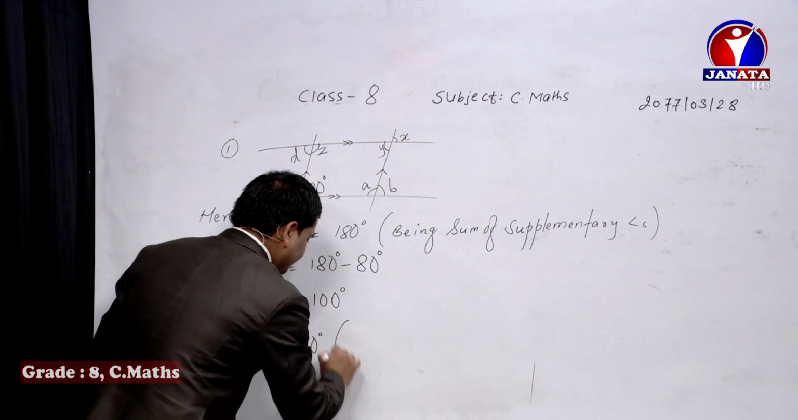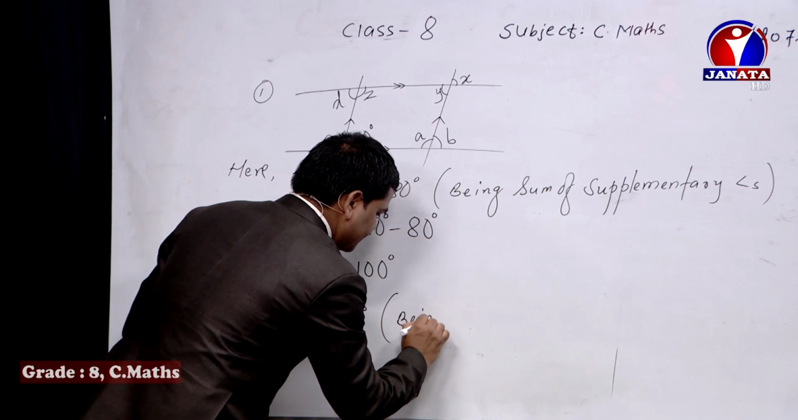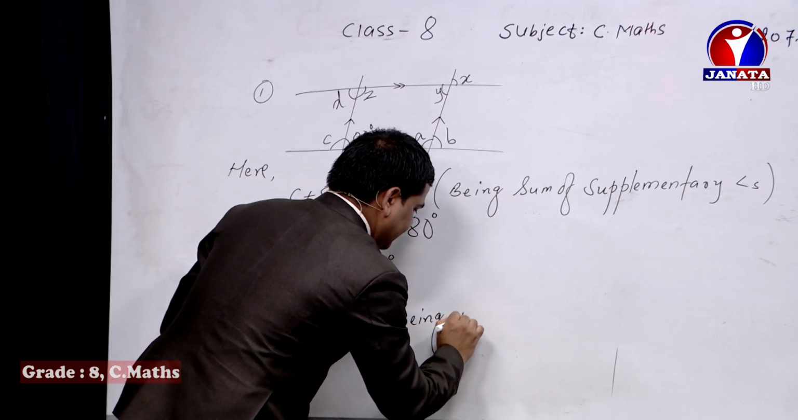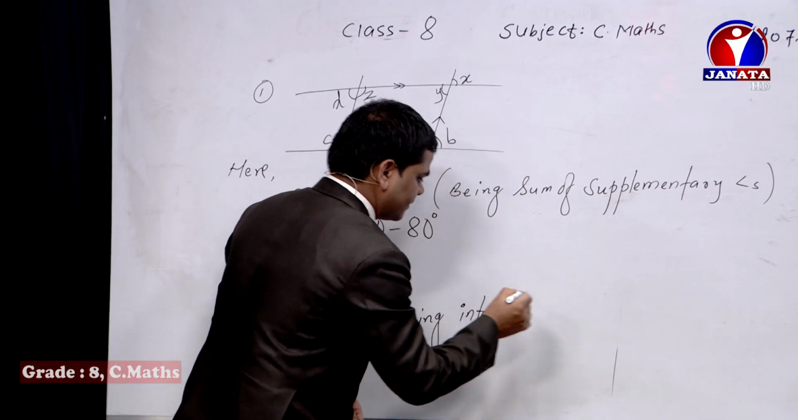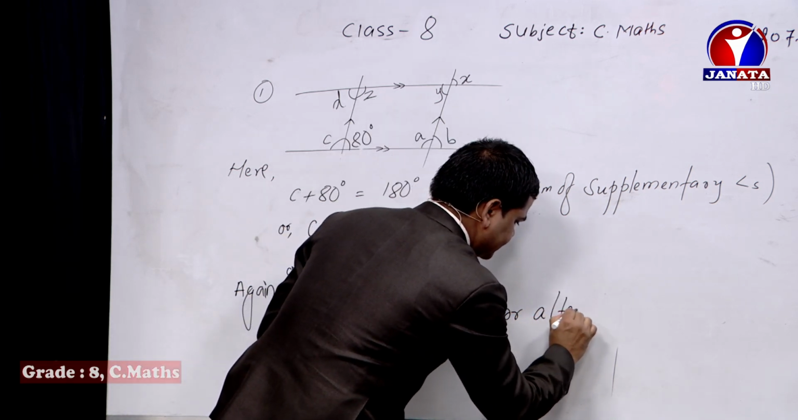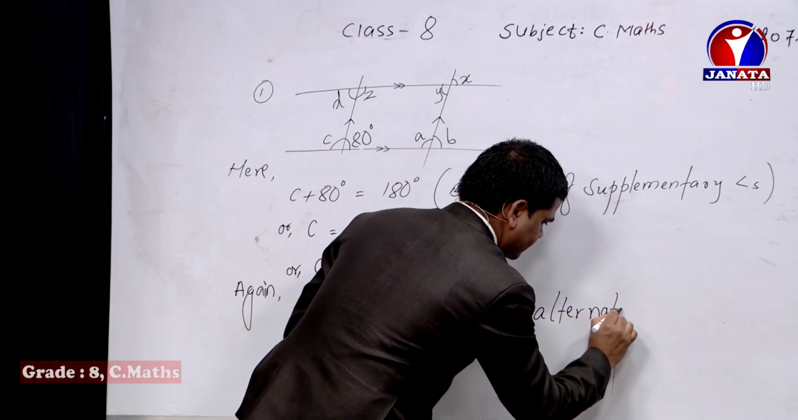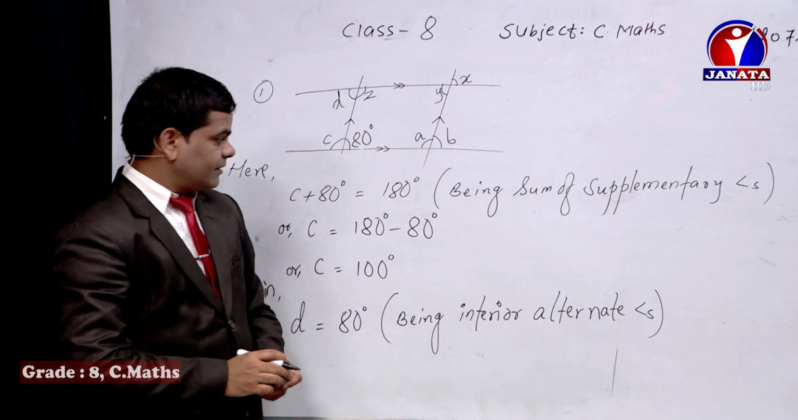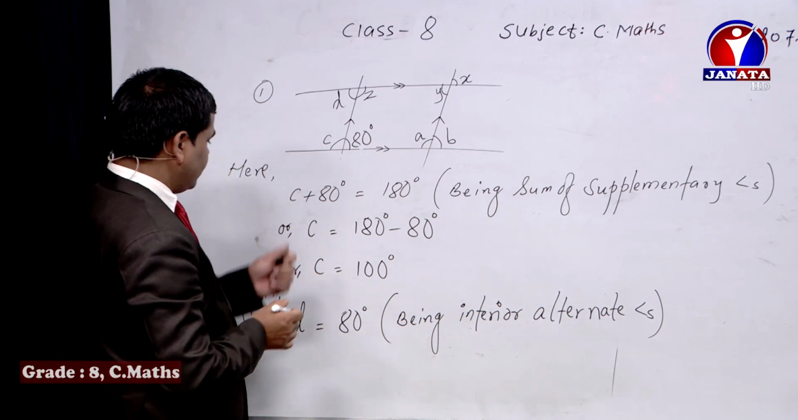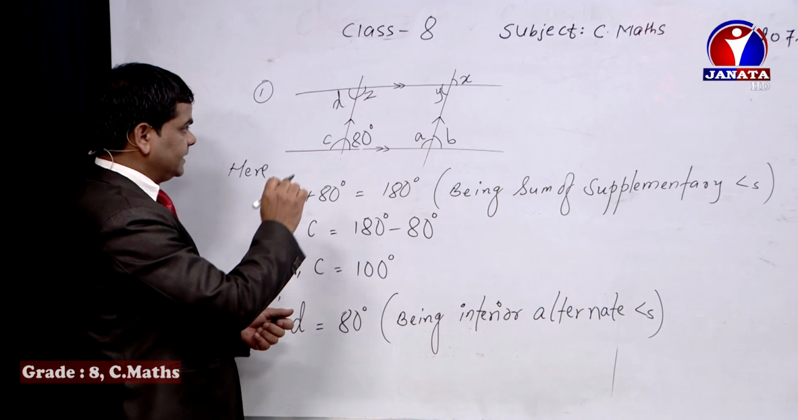So directly D equals 80 degree, and the reason to write is, being interior alternate angles. You can write so. We have found the value of C and D.